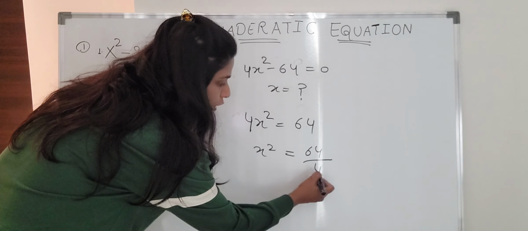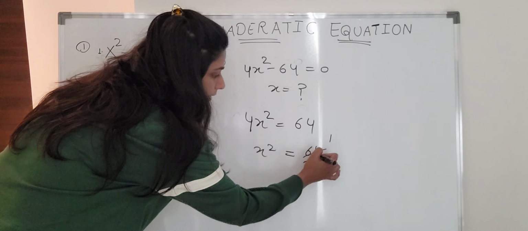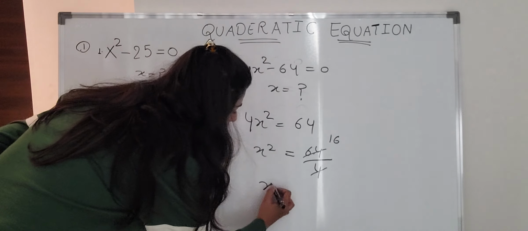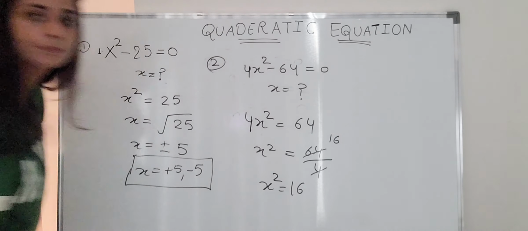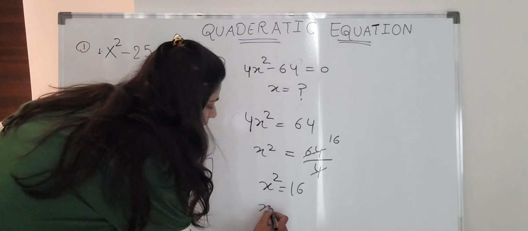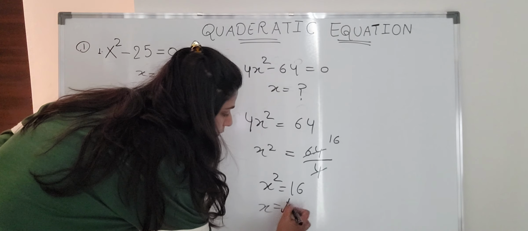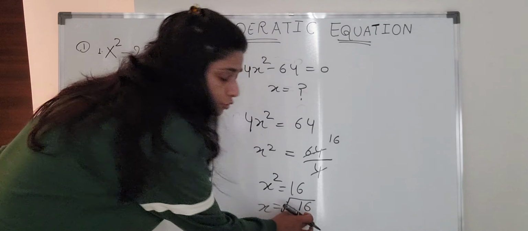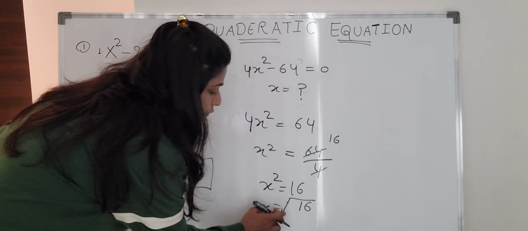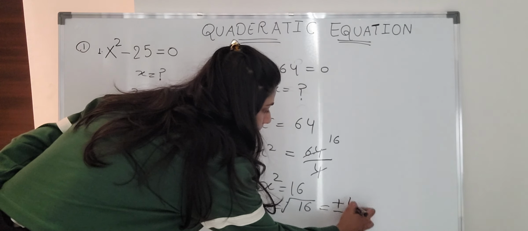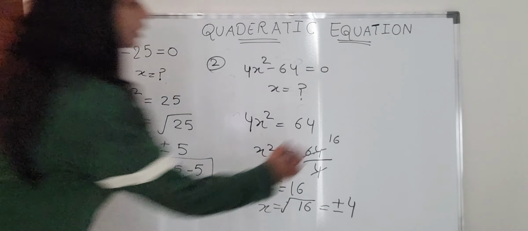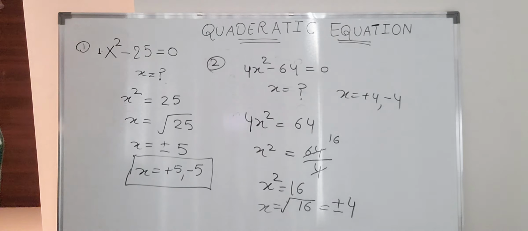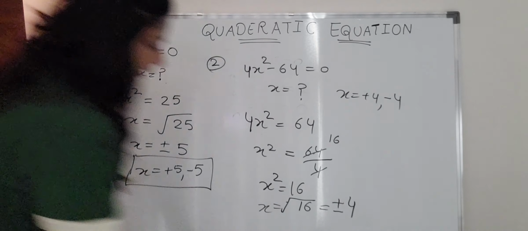Now we will try to solve it. 4 ones are 4, 4 times 4 is 16. So we got x square value as 16. Now we will find out the under root. x equals under root of 16. And the under root of 16, we know 16 is the square of 4, and it is under root, so we will take plus minus 4. So x value we got is plus 4, comma minus 4. Clear? Take another equation.